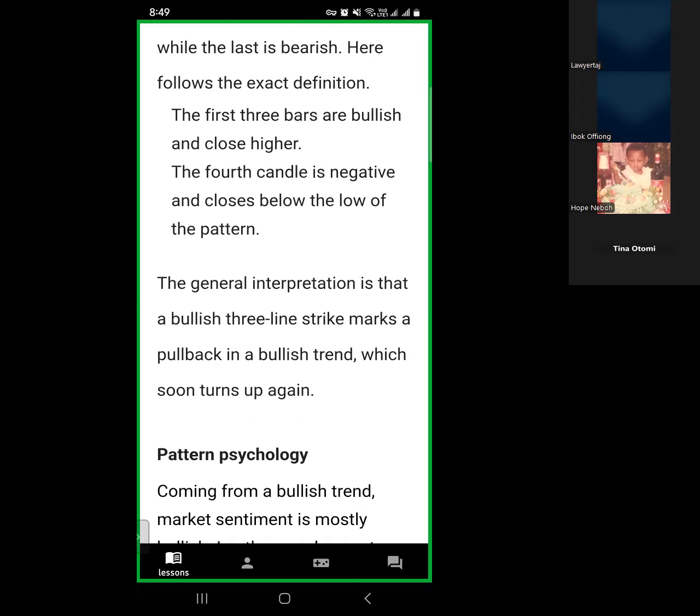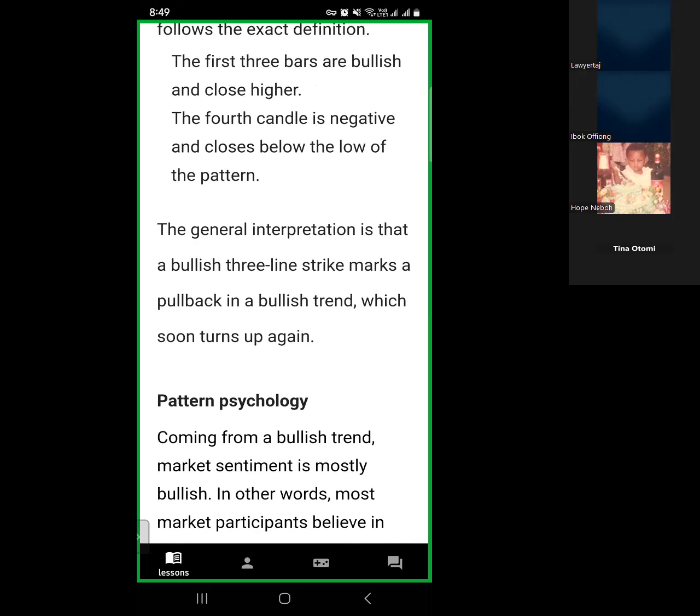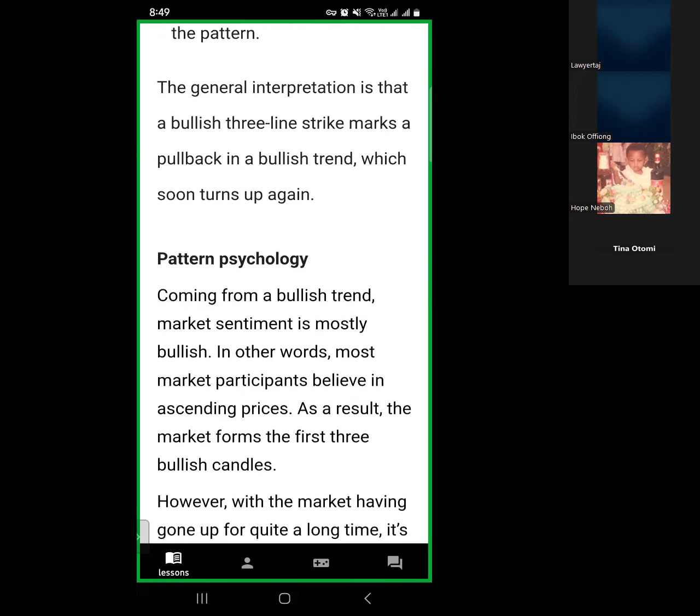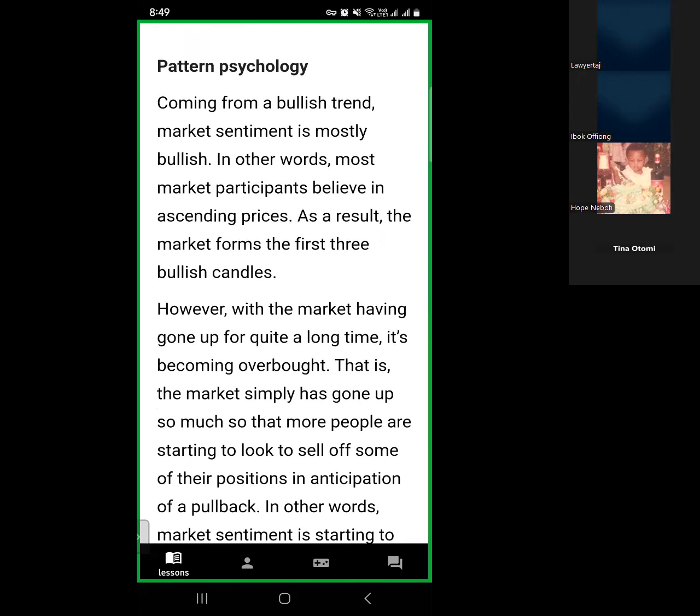The general interpretation is that a bullish three-line strike marks a pullback in a bullish trend, which soon turns up again. So irrespective of the fact that the fourth candle may be a red candle, those three big green candles show you that even though the market is experiencing a pullback, it will soon begin to move up again. So what's the pattern psychology?